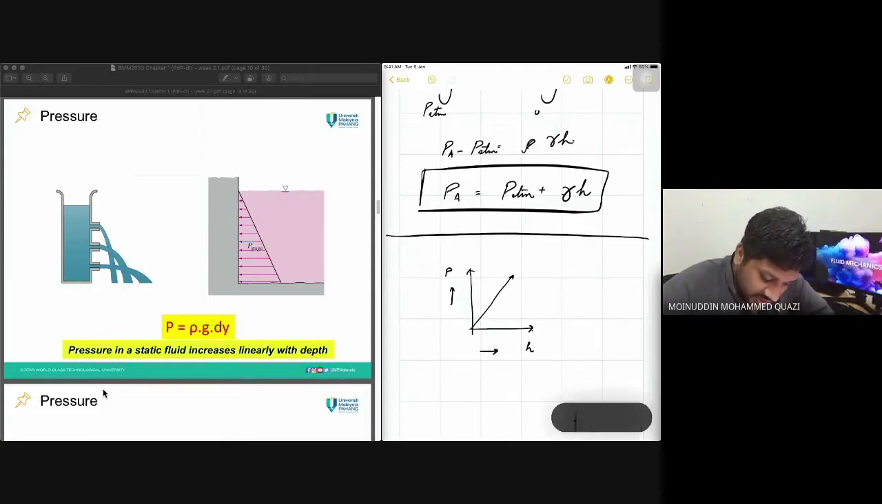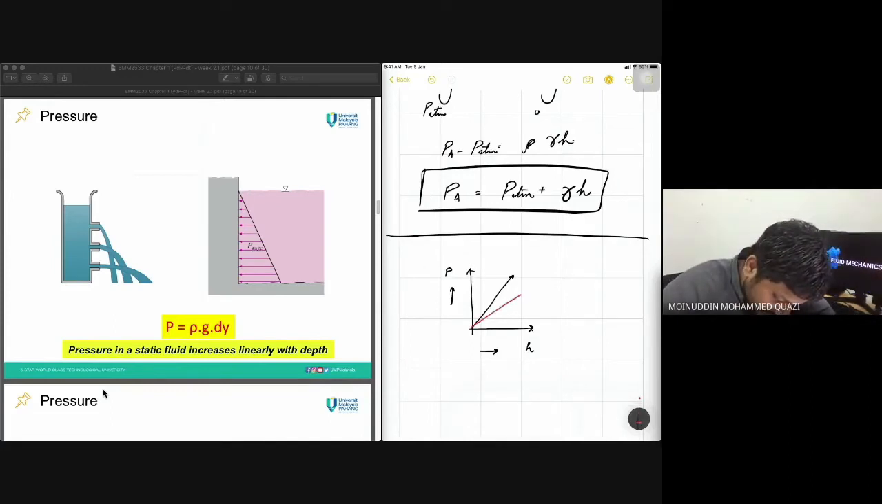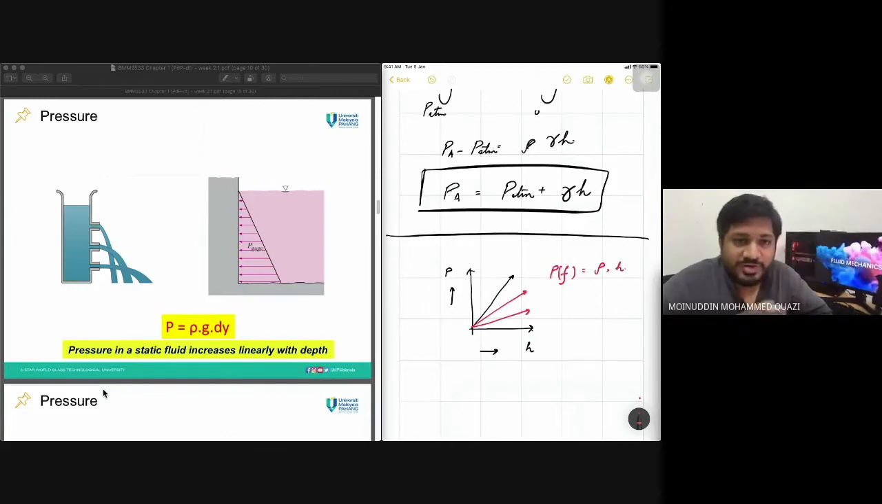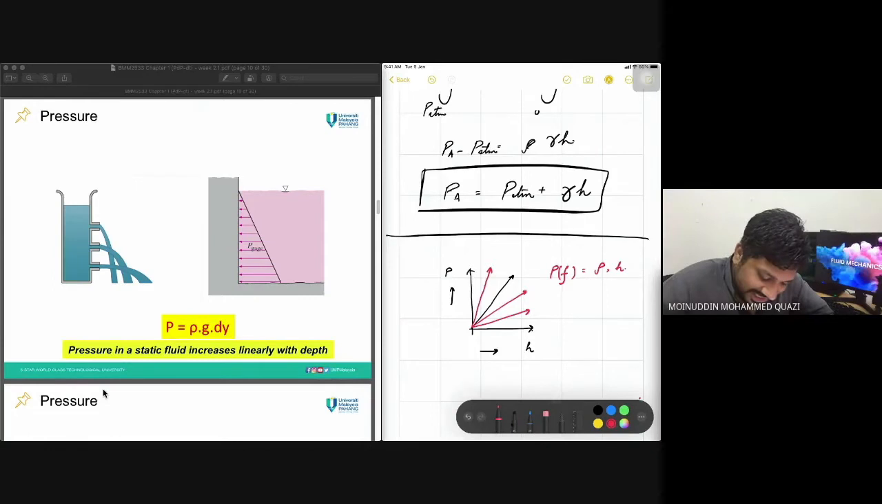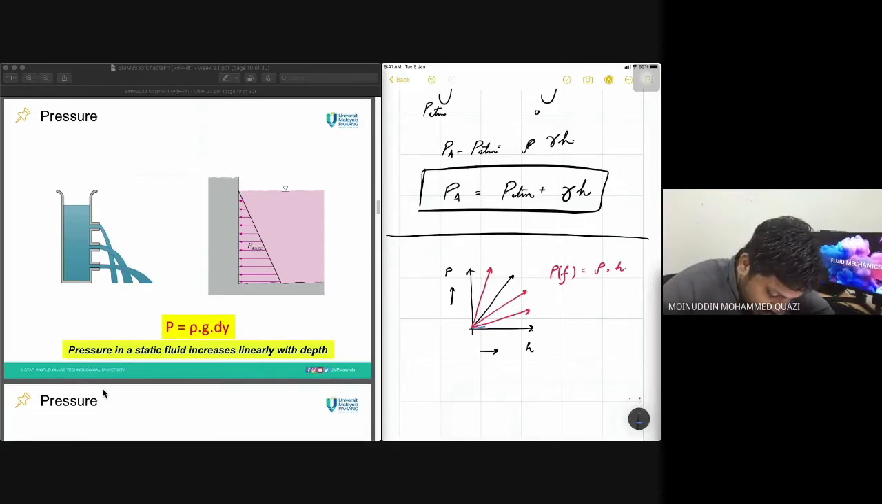Now, how much is the slope of this line? Like this, it is increasing. It depends, because pressure is a function of density and height. So if the fluid has very high density, then obviously the pressure increase will be very high. If the fluid density is very low, then the pressure will increase less with respect to height.